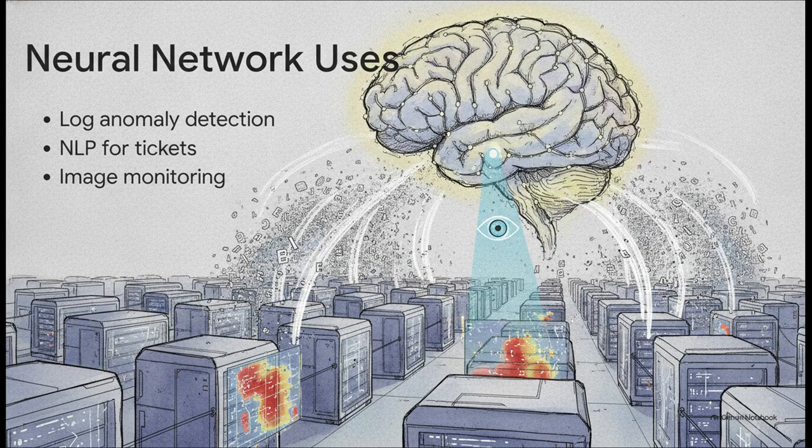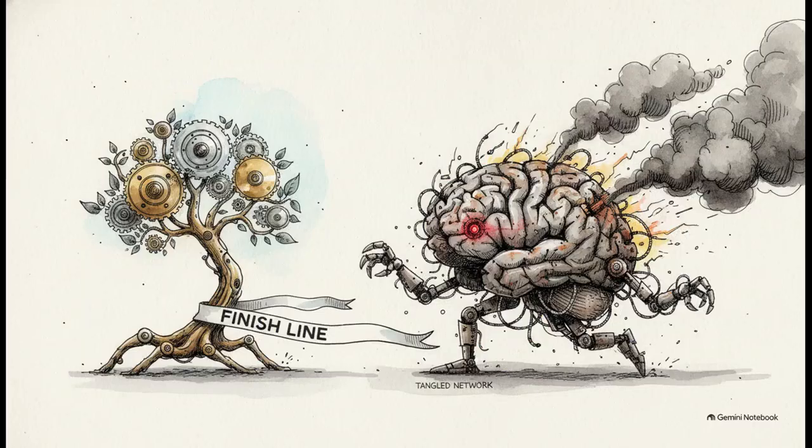You deploy neural networks for advanced natural language processing on massive, highly complex support queues, or maybe analyzing colossal, unstructured log streams at a global scale, or even image-based infrastructure monitoring, like actively scanning data center thermal camera feeds to spot overheating server racks. But right here, this is a massive takeaway, so listen closely.